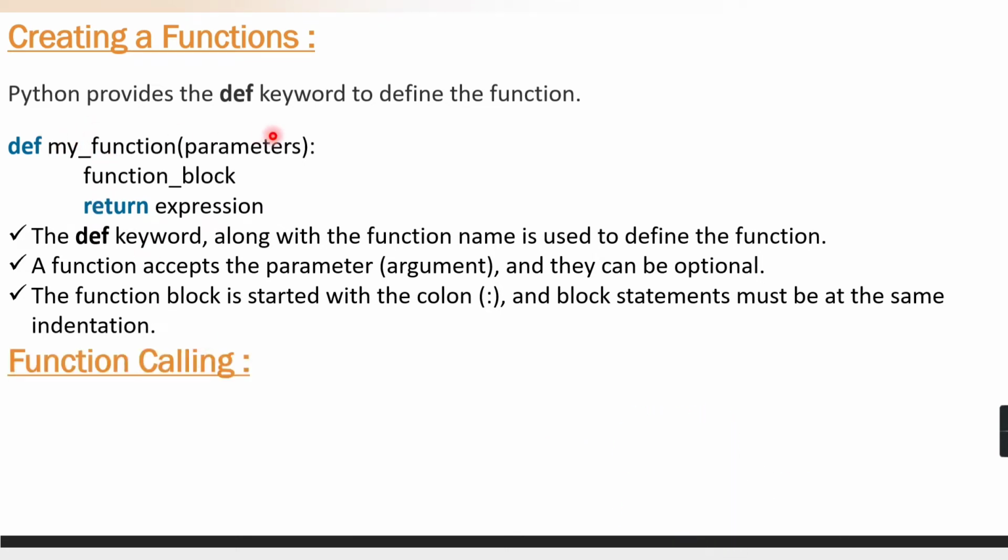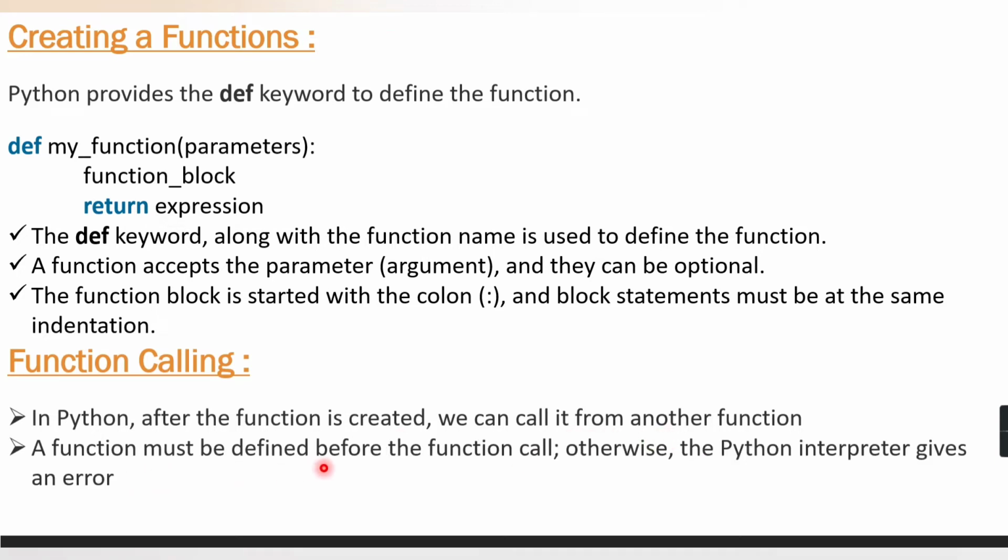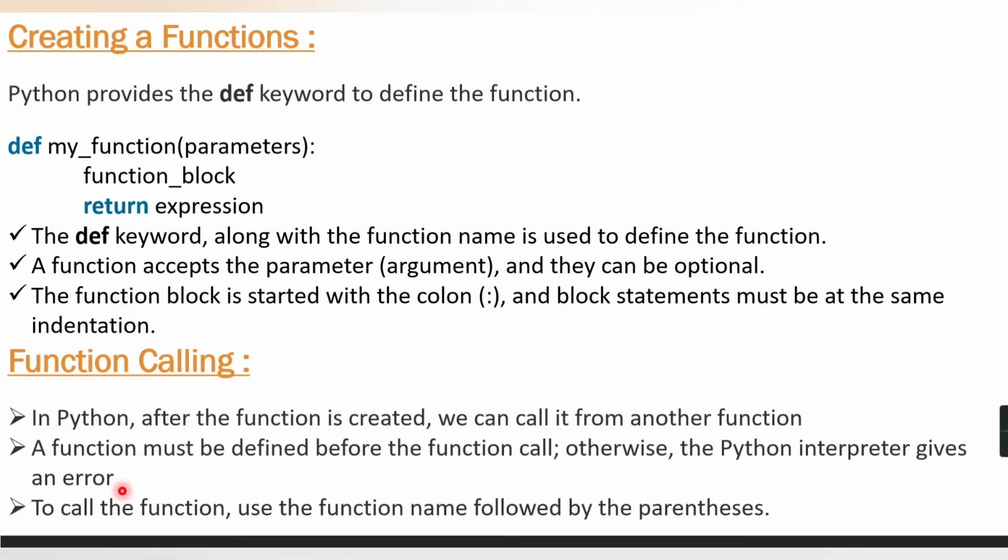Once we create the function, how can we call it? Function calling in Python: after the function is created, we can call it from another function or in the code. A function must be defined before the function call, otherwise the Python interpreter gives an error. So the function should always be created first, then called. To call the function, use the function name followed by parentheses.